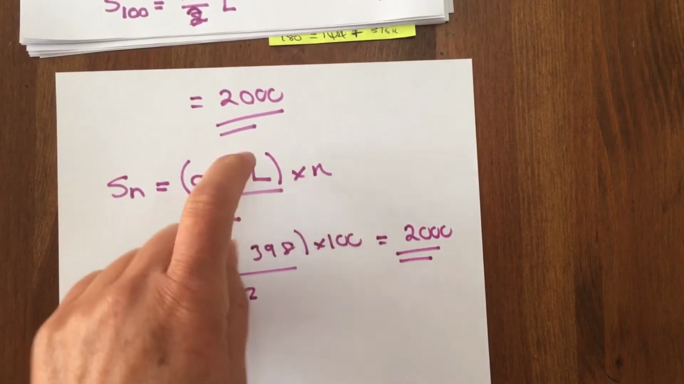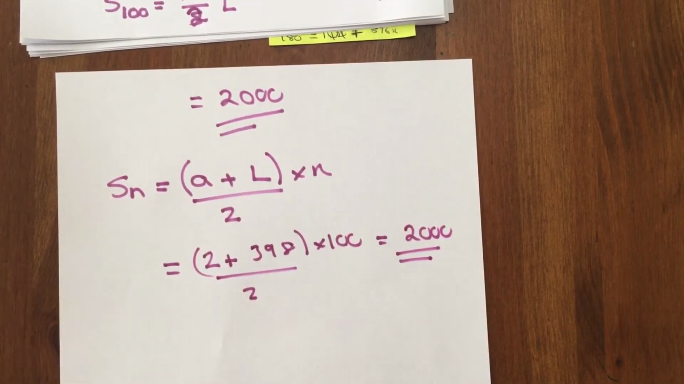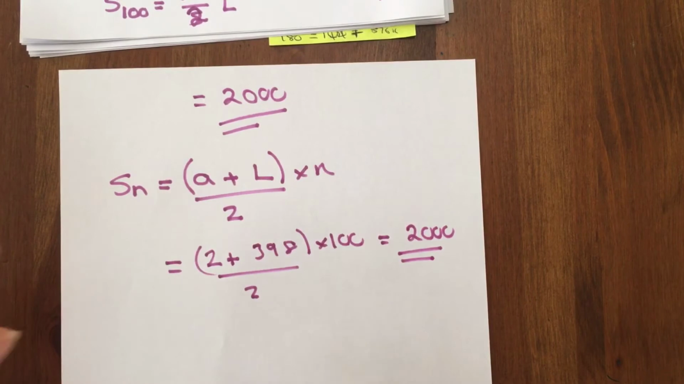Now this formula is very useful if you don't know your common difference d, because you don't need it in the formula. So write that down, please. Right, next.